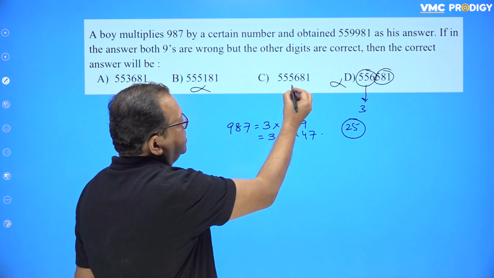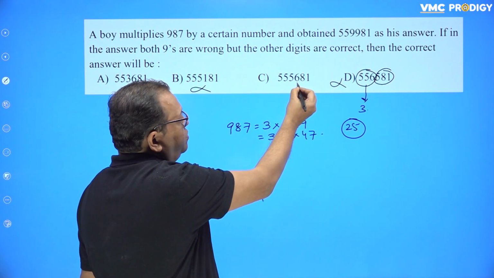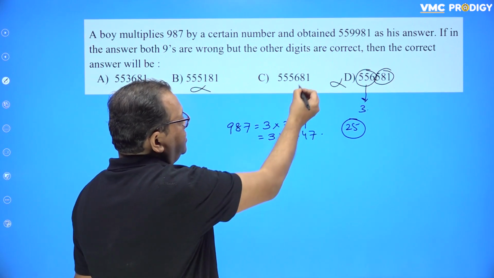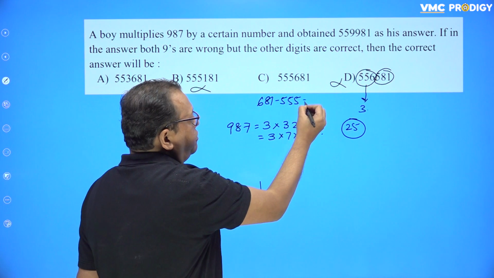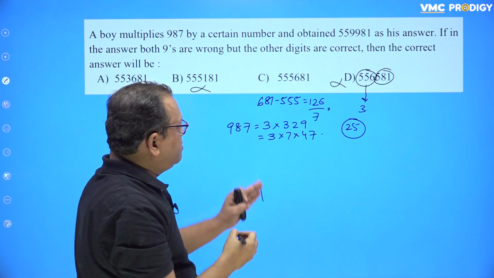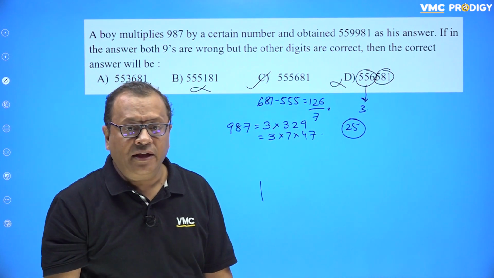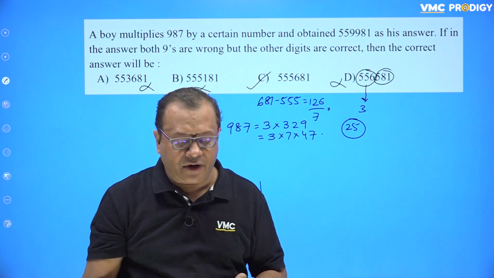This is the correct answer. Now, how is this the correct answer? Add these digits. You get 15, 20, 21, 29, 30. So this is divisible by 3. Now, 681 minus 555 is 126, and 126 is divisible by 7. So it is divisible by 3 and 7. So this has to be the correct answer. Now, don't start checking the divisibility rule of 47. That's not needed at all.